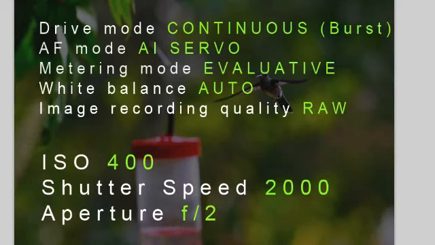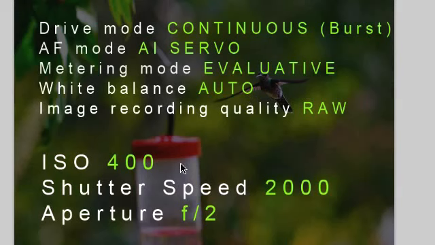So in this photograph I have a very small, very fast moving subject, this little hummingbird here. So what I did was I set my camera up this way, my drive mode to continuous or burst shooting, like 5-6 frames per second. Set my autofocus mode to servo because my subject is moving in every direction. I still use evaluative metering and white balance on auto.